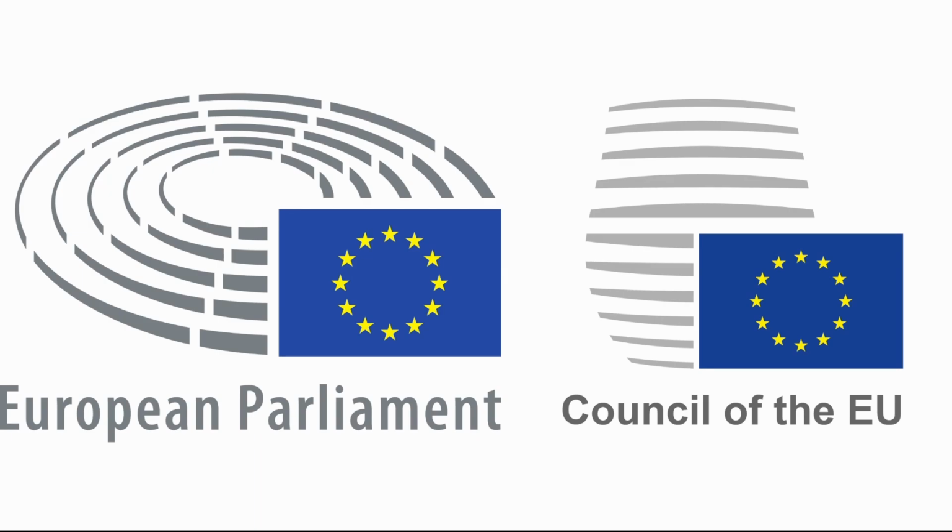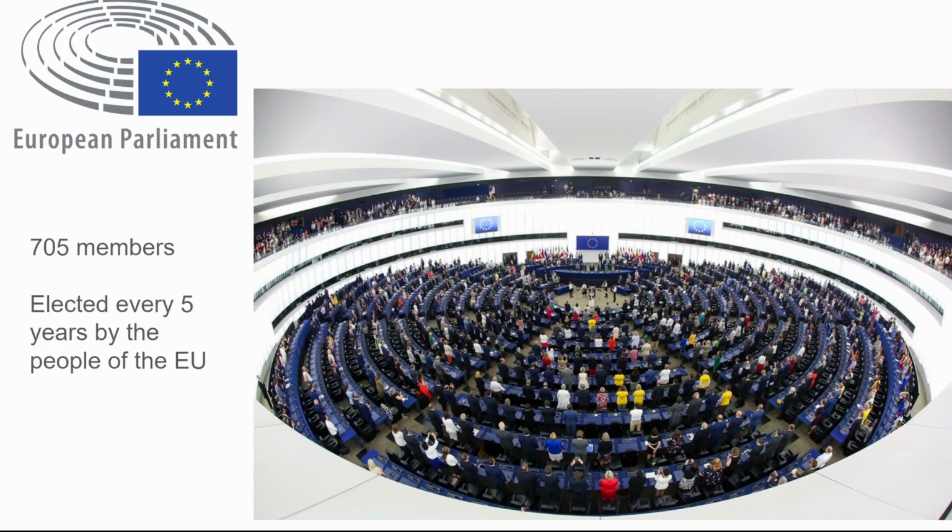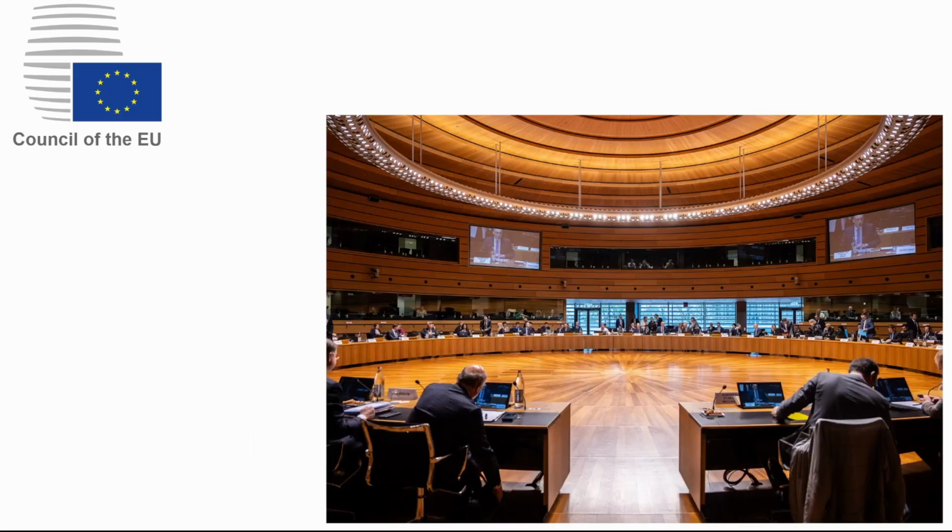And so after a law has been initiated by the Commission, it's up to these two institutions, the Parliament and the Council. And so the Parliament looks like this. It's quite big, because it has 705 members, and they are elected every 5 years by the people of the EU. So this institution is representing the people. While the Council, who looks like this, represents the national governments.